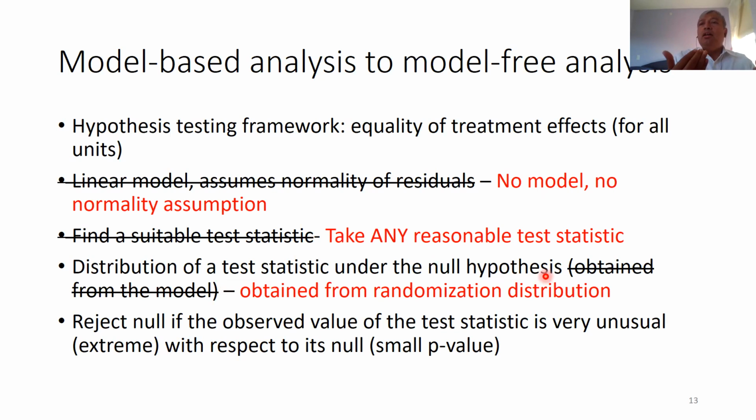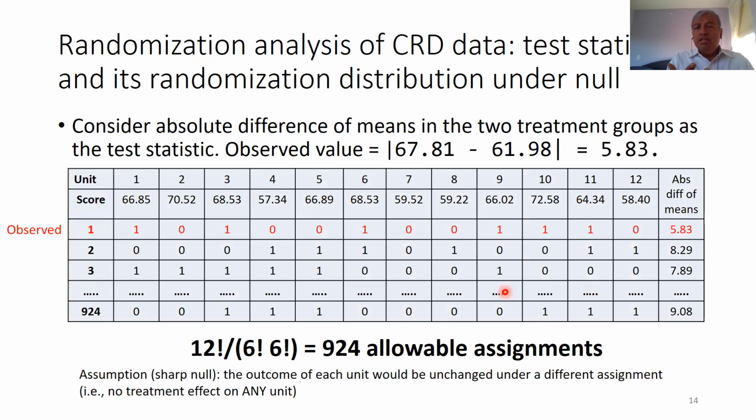Unlike in the model-based approach, which is obtained through the model, we would obtain this through the randomization distribution. Here is where that design is going to play a very crucial role. And then, of course, the decision rule is going to remain the same. Okay, so let's see how we perform the analysis if we consider this method of analysis.